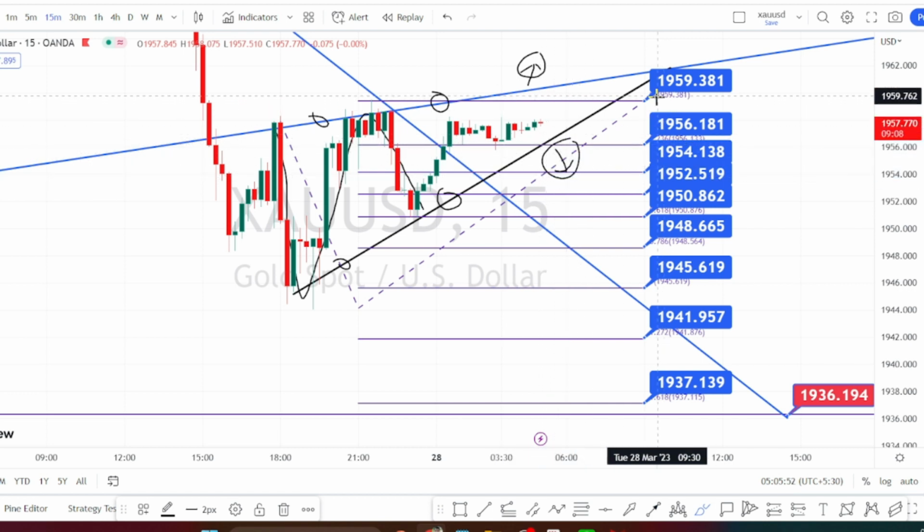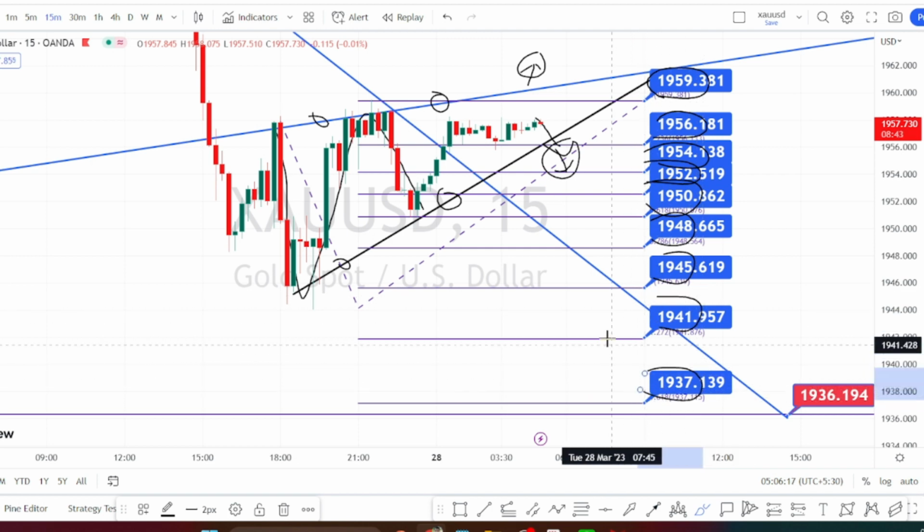For now it is trading between the resistance level of 1959 or 1960 and support level of 1956. Once the price action breaks this support level of 1956, next level of support is going to be around 1954, 1952, 1950, 1948, 1945, 1941 and 1937 to 36.